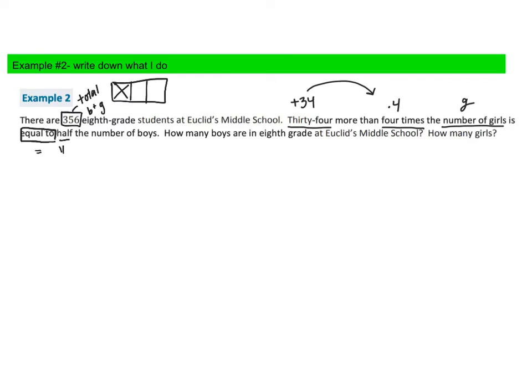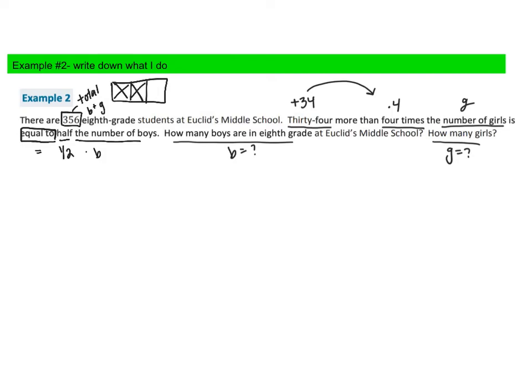half the number of boys. So half of the boys. How many boys are in 8th grade? How many girls? So I'm looking for the number of boys and the number of girls. Okay, just close read for my second time. And the third time I'm going to start writing some stuff out.